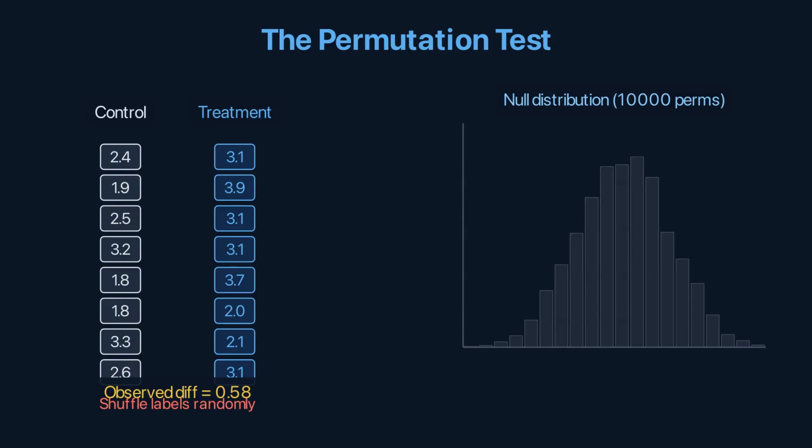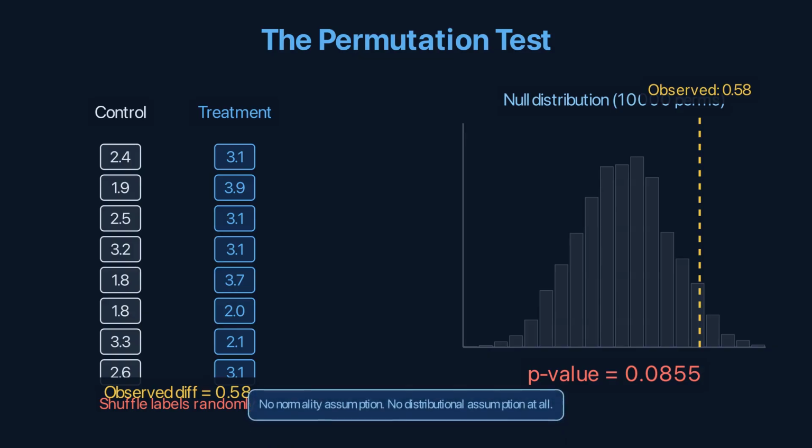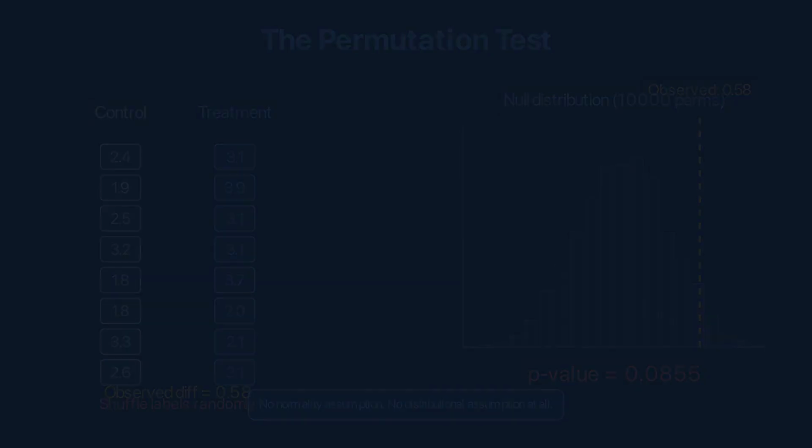If the observed value is more extreme than 95% of the permutation values, reject the null. The p-value is the fraction of permutations as extreme as or more extreme than the observed. No normality assumption. No distributional assumption at all.